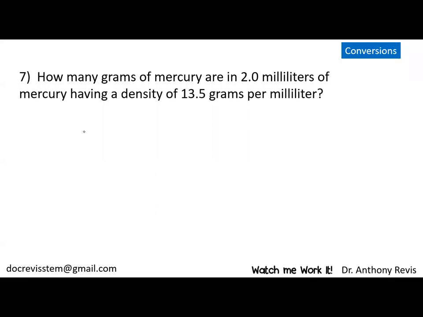Okay, now that my dog's quiet, I think I can continue on. One more problem. How many grams of mercury are in 2.0 milliliters of mercury having a density of 13.5 grams per milliliter? You say, I have no idea what a density is. Well, it doesn't matter. This is a conversion. So I'm going to convert 2.0 milliliters. This is my given. Say, well, how do I know that's my given and the other one's not? You saw this big per, therefore not your given.